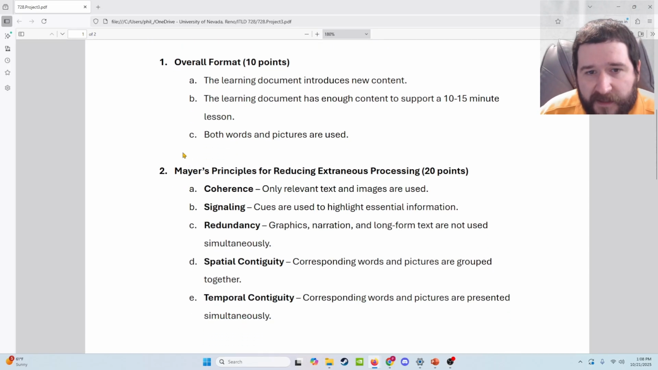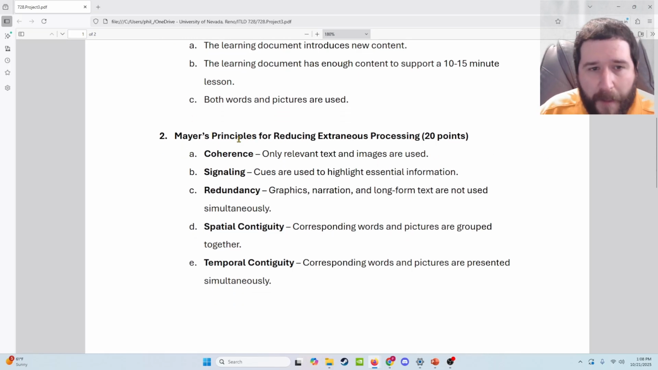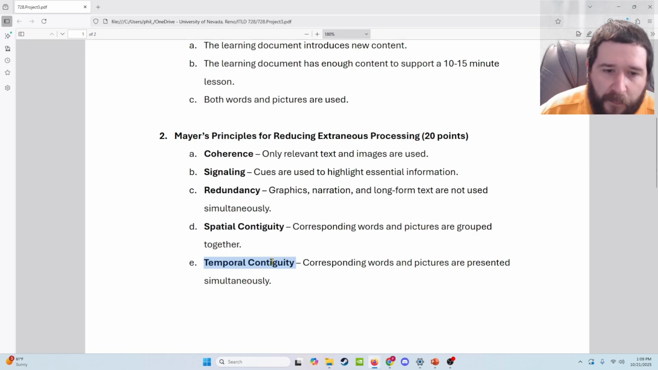When I'm looking at your guys' document, I'm going to be looking to grade based on Mayer's principles. Okay, so starting with Mayer's principles for reducing extraneous processing, right? I will check these 5 bullet points and make sure those are present in your document. Okay, not all of these may be present, right? If you're not doing a video, maybe you don't worry about temporal contiguity, right? That really is only applicable if you're doing something where simultaneous presentation is possible. So if you're doing just a PowerPoint or a Word document, don't worry about that one. That's okay. Okay, but we're going to look at all Mayer's principles.